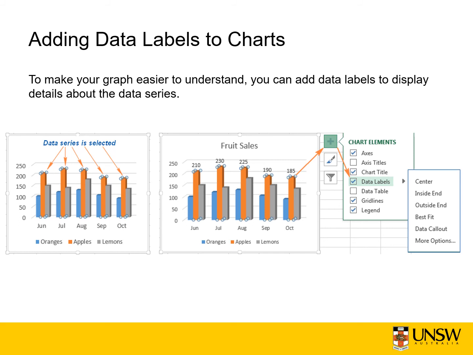Depending on where you want to focus your user's attention, you can add labels to one data series, all the data series, or individual data points. In order to add data label, click the data series that needs label, then click the Chart Elements button and select the Data Labels option.